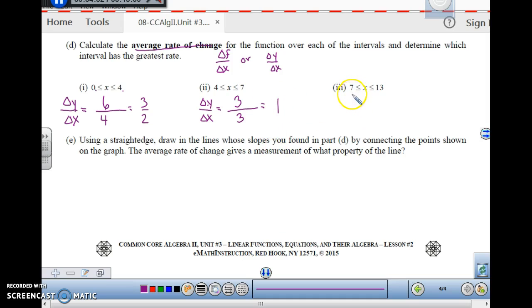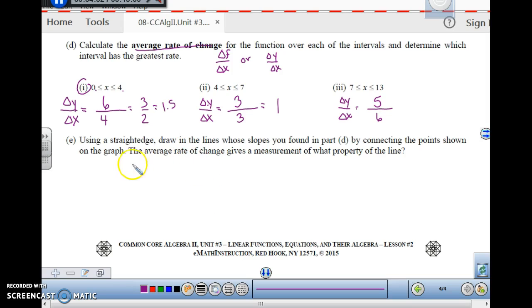And for 7 to 13, delta y over delta x. Delta x is going to be 6, and we found previously that from 7 to 13, delta f was 5. So that's going to be 5 over 6. All right, so which one has the greatest rate? Well, this is going to be number 1, because 3 over 2 is 1.5. So that has the greatest rate of change.